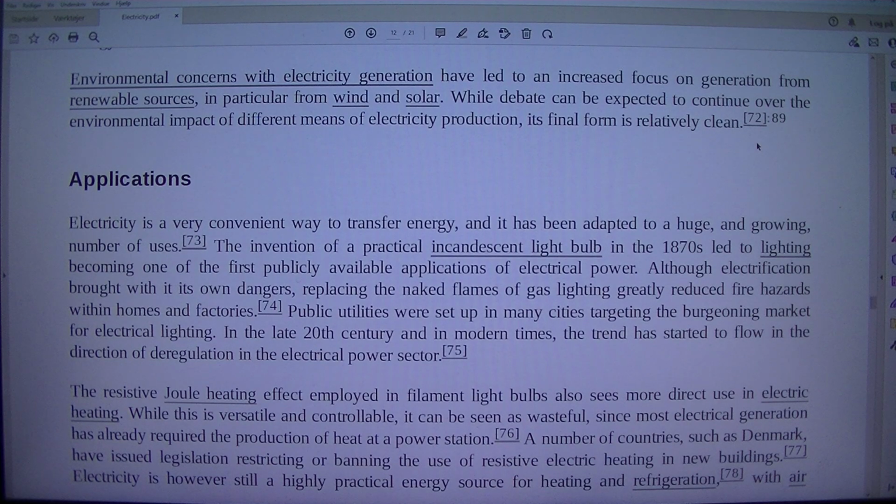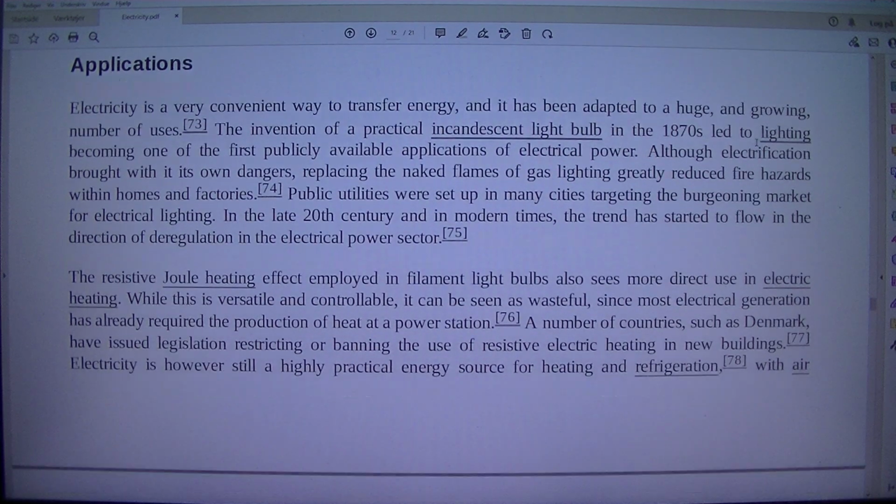Applications. Electricity is a very convenient way to transfer energy, and it has been adapted to a huge and growing number of uses. The invention of a practical incandescent light bulb in the 1870s led to lighting becoming one of the first publicly available applications of electrical power.